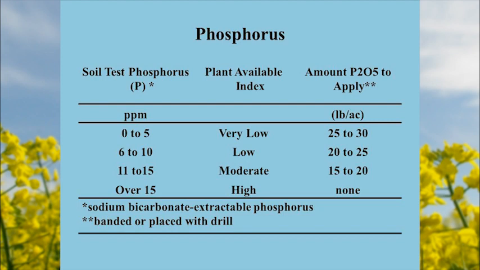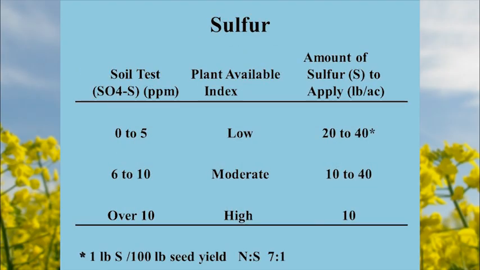Okay, phosphorus. This is our recommendation on phosphorus from our fertilizer guide, depending on how you test, whether you're very low, low, medium, or high. So the recommendation may go from none to about 30 pounds, depending where you soil test. Sulfur looks like this. Again, depending on where you test, low, moderate, or high, recommendations go from about 10 pounds to 40 pounds.